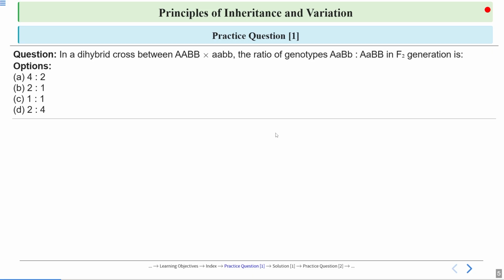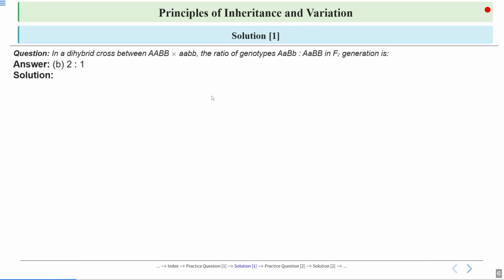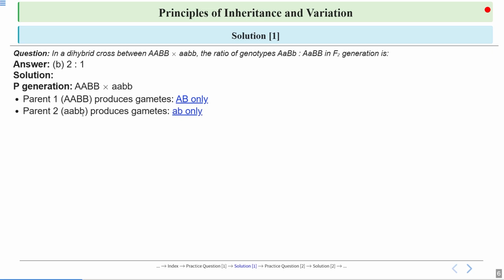Let's have a look at how you can solve this question. The answer is 2:1 here. Let's see how we get 2:1. The parental generation is given to you. Parent 1, which is homozygous dominant, having genotype capital A capital A, capital B capital B, will produce only one type of gamete. All the gametes will have capital A and capital B alleles. The second parent, which is homozygous recessive, will produce only one kind of gamete, having small a and small b alleles only.